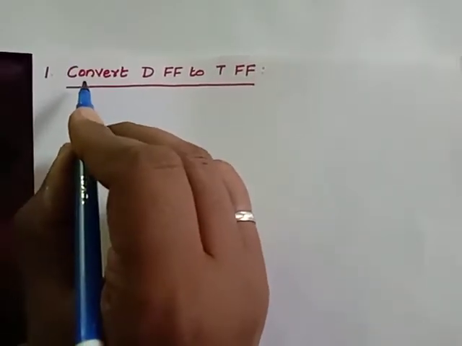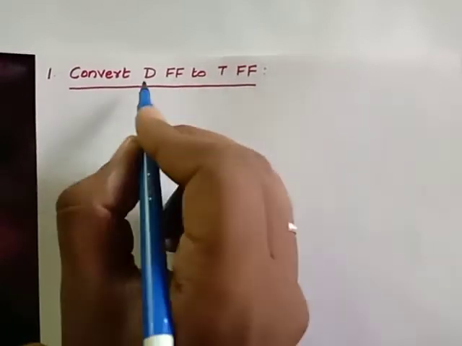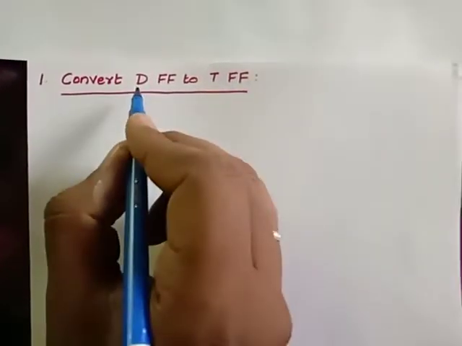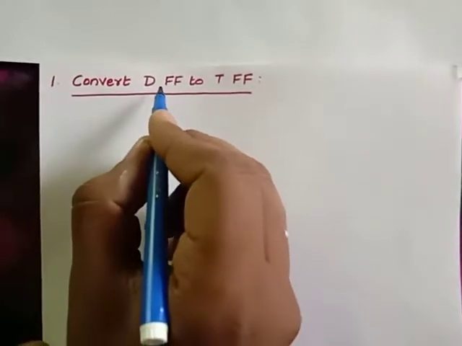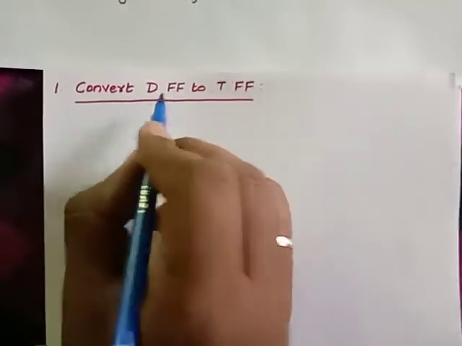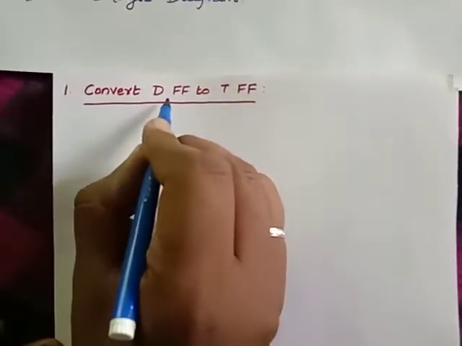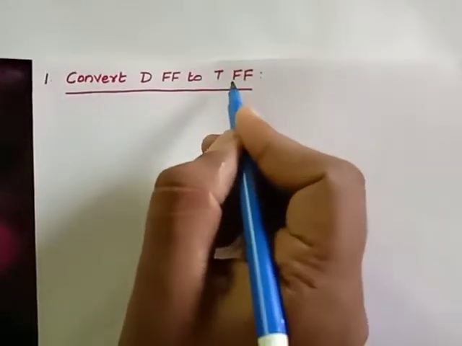Now the first question is, I want you to convert D flip flop into T flip flop. So understand this question very clearly. Now we are having a D flip flop in our hand, that is your available or given flip flop. I want to convert this D flip flop into T flip flop. That means you have to make some changes to the D flip flop so that it will henceforth work as a T flip flop.